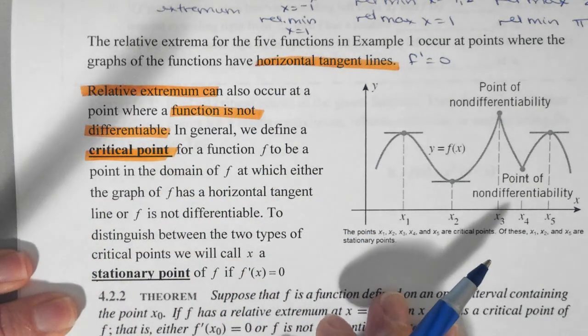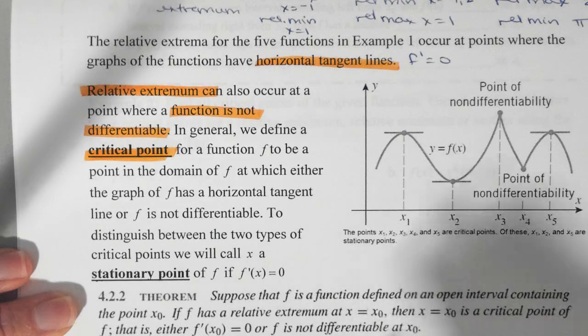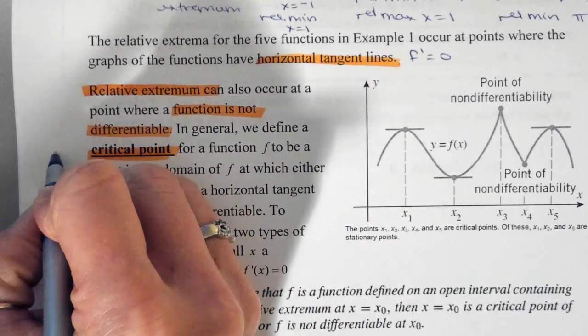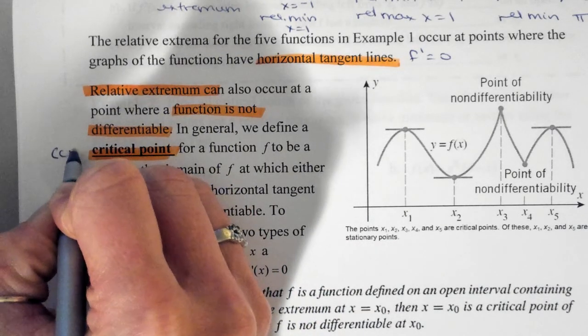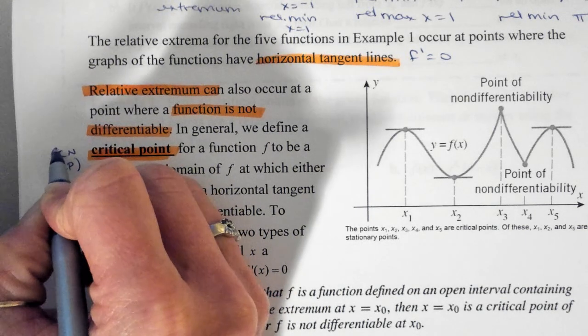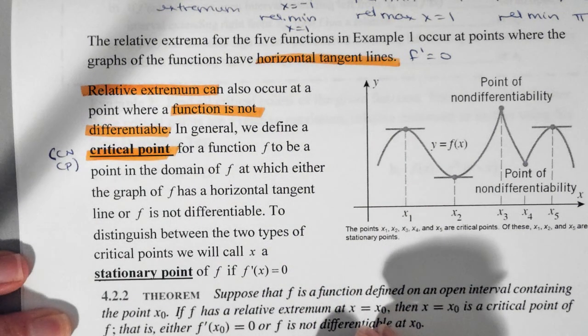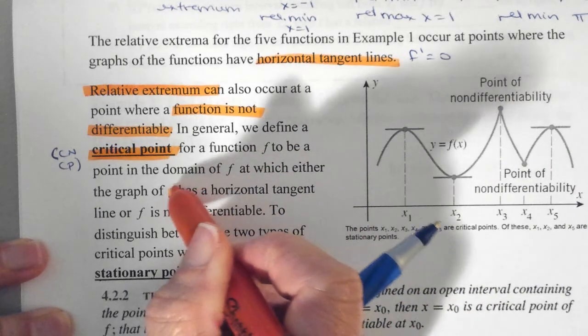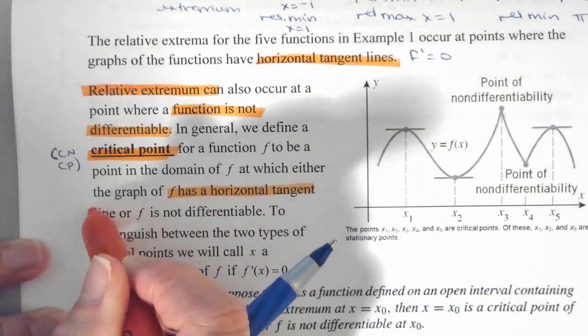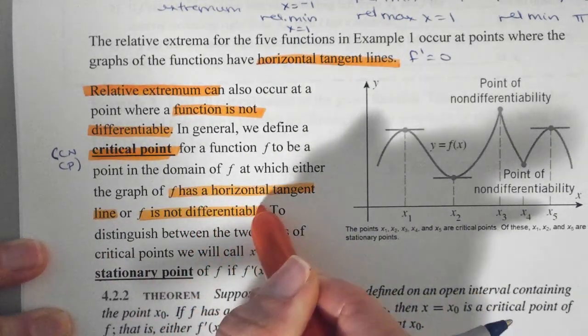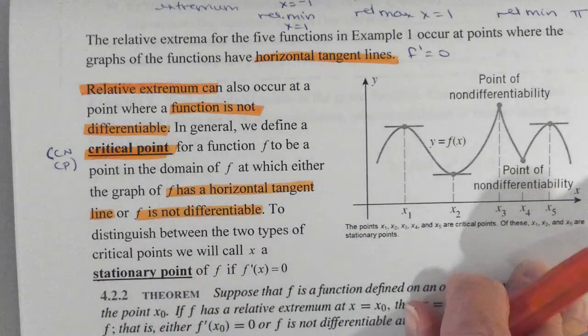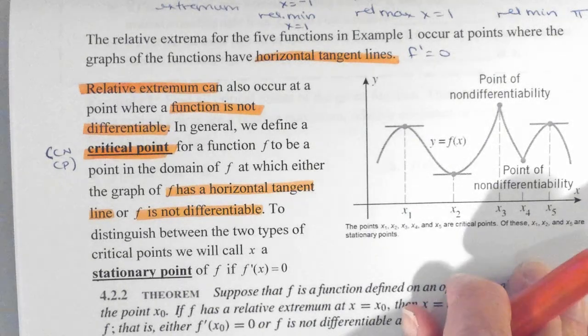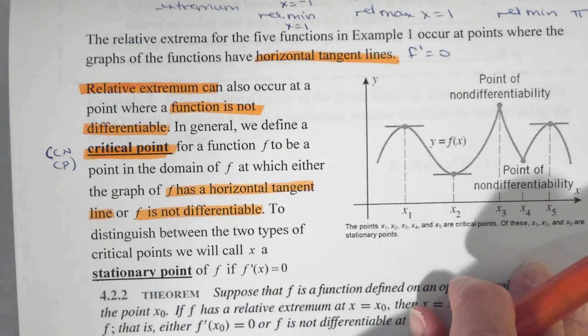In general, what we would define as a critical point, also a critical number. These two terms are interchangeable. We called them critical numbers when we were calculating. For a function f, it is a point in the domain where f has a horizontal tangent line or f is not differentiable. This is like a general term, like if I said to you polynomial. That could be a ton of things, right?